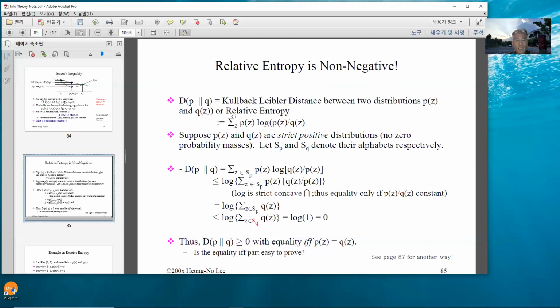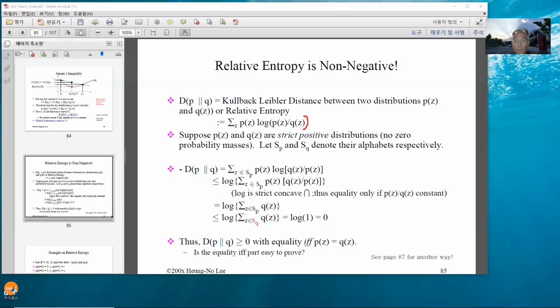So Z is the domain of the random variable, right? Or the range of the random variable, okay? So summation over Z of P(Z) log P(Z) over Q(Z). There's supposed to be a closing parenthesis at the end. Sorry about that. So there should be a closing parenthesis right there.